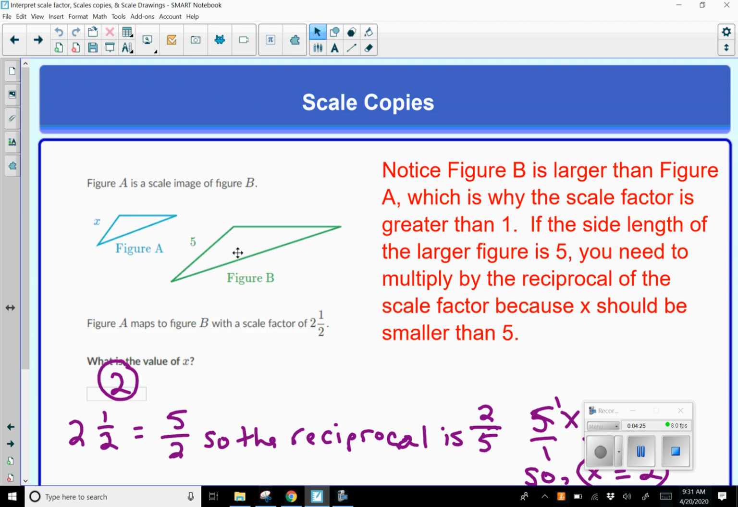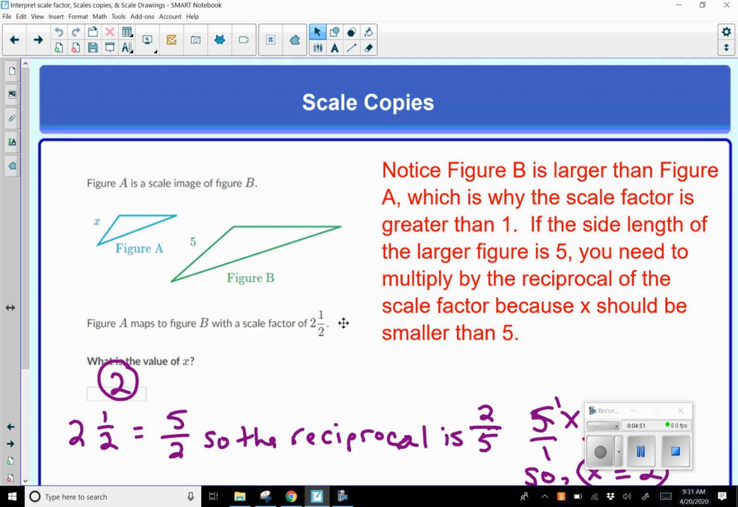Now that sounds confusing, but think about it. They're giving you 5 on the larger figure, and we have to find out the length of the corresponding side on the smaller figure. So we need to multiply 5 by something. Now, if I multiply 5 by 2.5, that doesn't make sense because that means my figure would get bigger, which in fact, it's getting smaller. So my improper fraction for 2 and 1/2 would be 5/2.